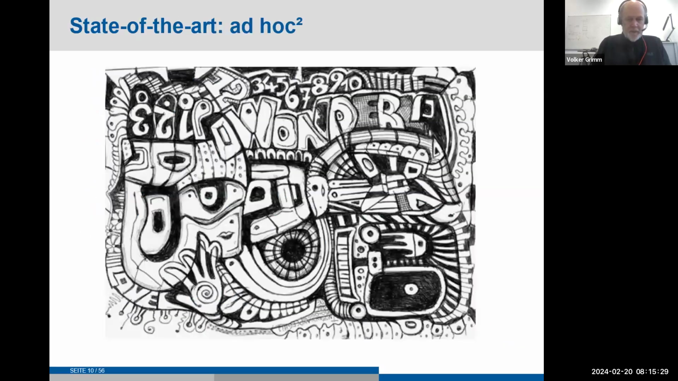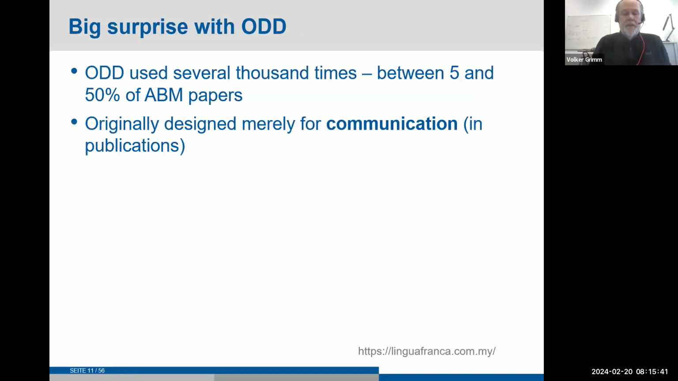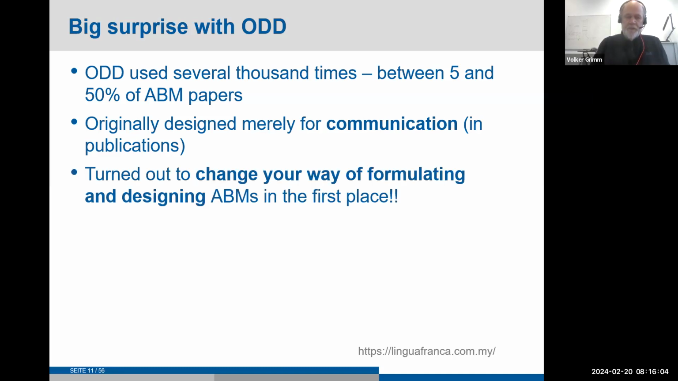And this would make development of ABMs more efficient and more coherent. The state of the art at the beginning of the 2000s was that everybody was following their own rationale, and it was often not clear why things were included or not included. But ODD has, in the meantime, been used several thousand times, depending on the discipline. Between 5 and about 50% of the ABM papers are actually using it. So not everybody is using it, of course, but 3,000-4,000 citations, and I estimated 90% of the citations actually used it. It was designed merely for communication, for writing up a model description, but it turned out that it changes the way you formulate and design ABMs in the first place.